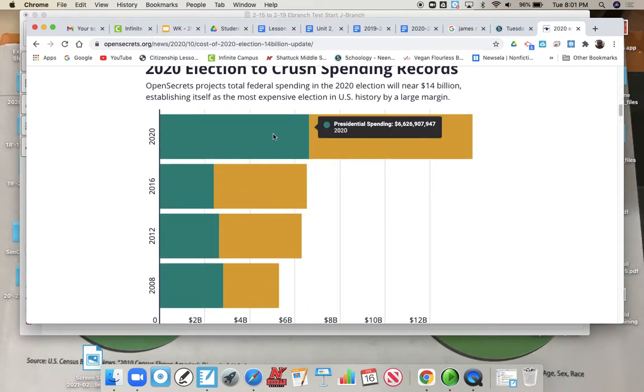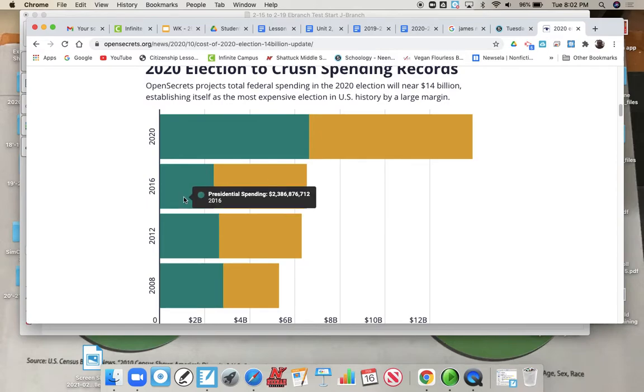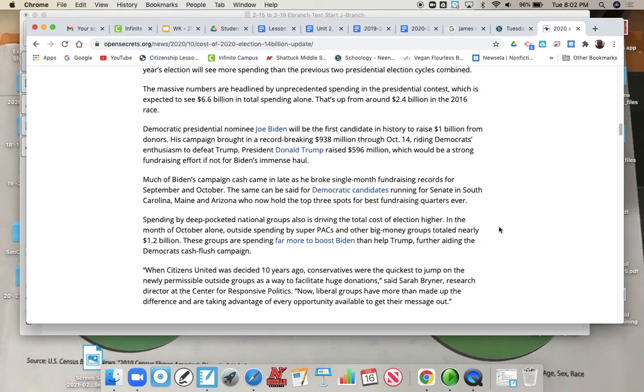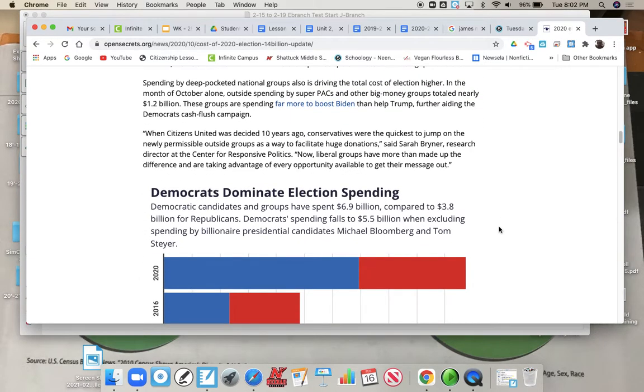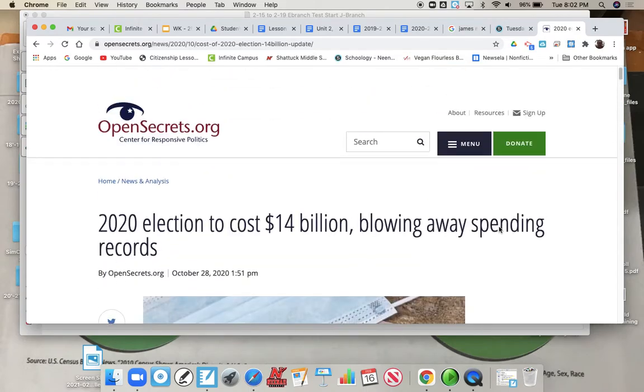Let's take a look. Here's the projected cost between congressional spending and presidential spending. And in 2016, it was about half that, congressional and presidential spending. This is incredible. You might ask yourself, how on earth does a campaign get so much money? The answer is interest groups. These huge companies and individual donors, but not just huge companies, get millions and billions of dollars to win elections.